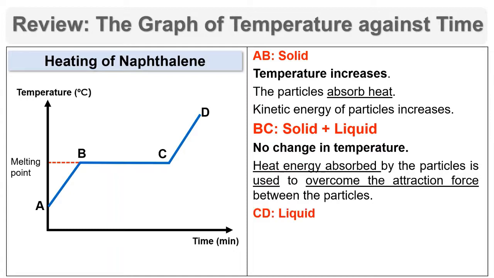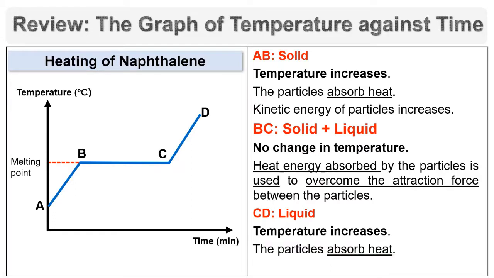From C to D, temperature increases. Naphthalene exists in liquid state. When heated, the particles absorb heat. Kinetic energy of particles increases. Particles move faster.